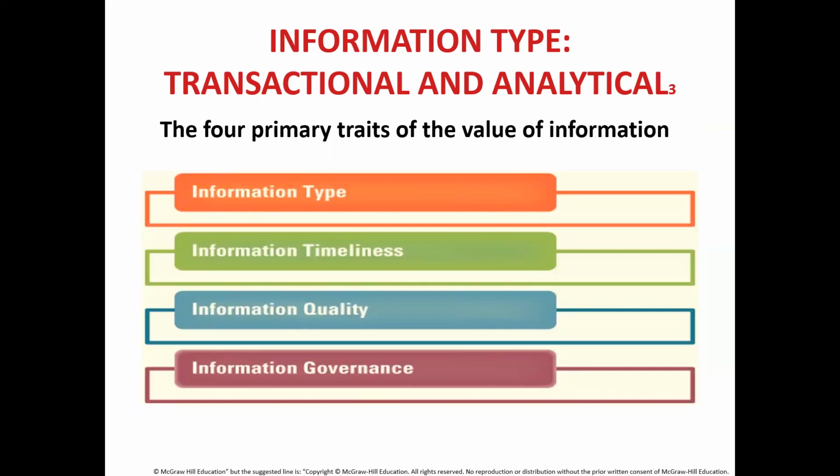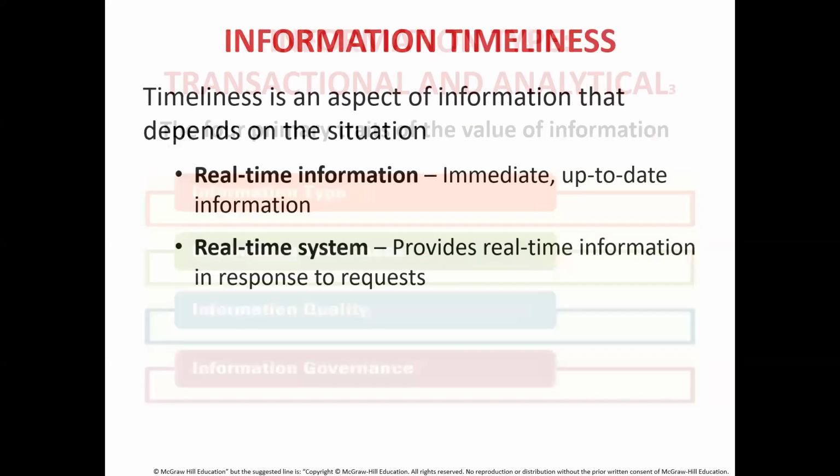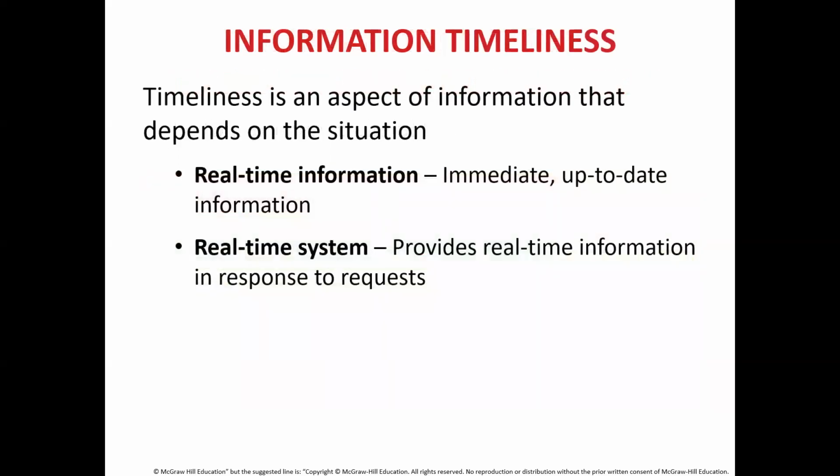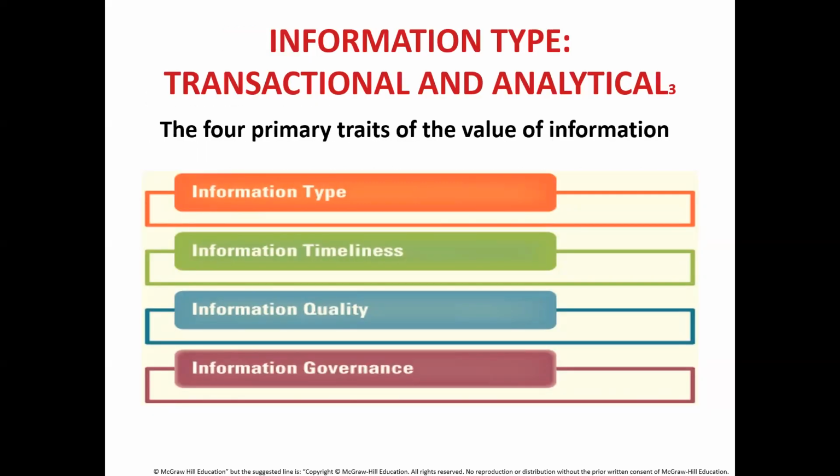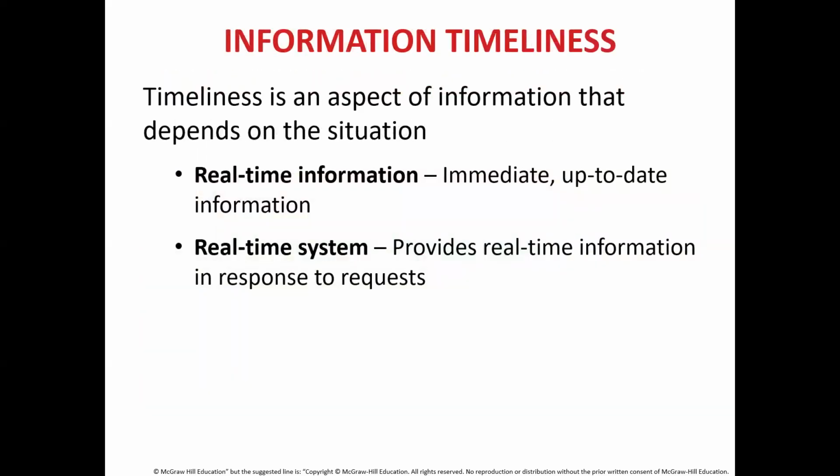The four primary traits of the value of information include information type, information timeliness, information quality, and information governance. Try to differentiate between the four and provide an example for each. To broadly have a look at all those four traits of the value of information, first of all, we'll have a look at information timeliness.